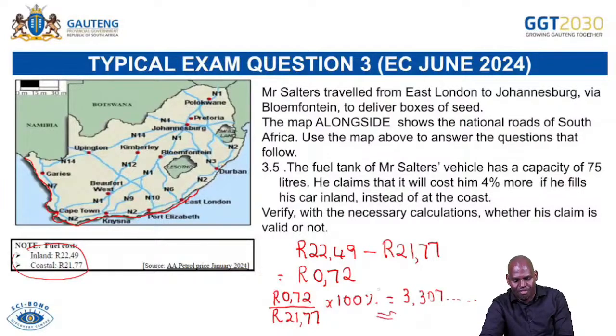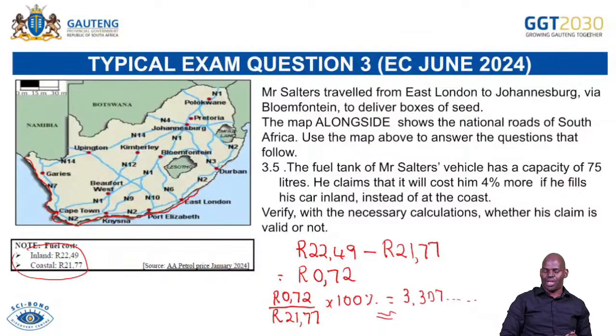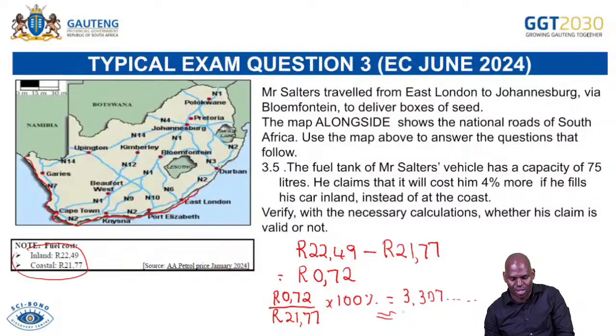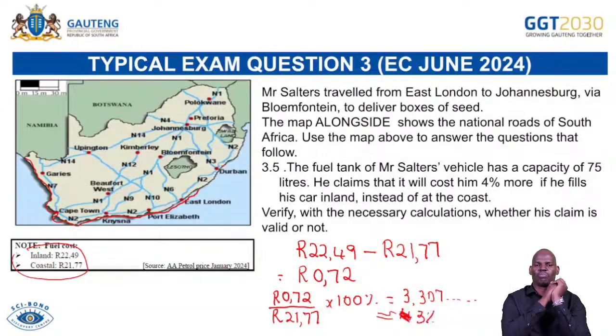If I round it off to one decimal place, it's going to be about 3.3. If I round it off to two decimal places, it's going to be 3.32. But in this case, I need to compare it as a whole number. So this will be, no, not 4%, but this will be 3%, if I round it off to the nearest whole number. So when I do the calculation, I can see that it's going to cost him 3% more, not 4%.